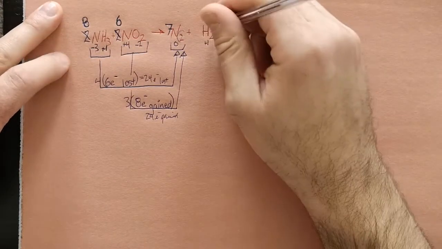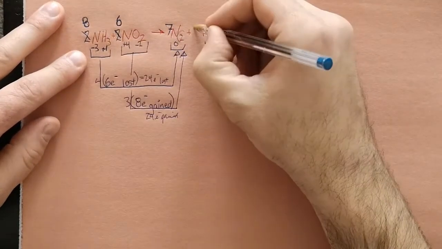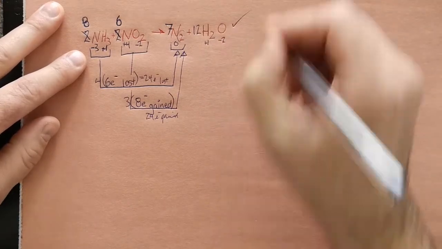And all that's left is to balance the water as we would normally. So we've got 24 hydrogens, 12 oxygen, boom, 12 oxygen, check, in the can.